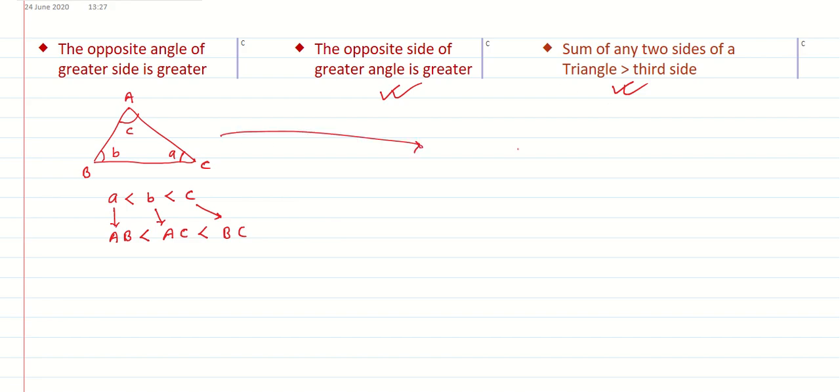The third one says that the sum of any two sides, let's say AB plus AC, must be more than BC always, or AC plus BC must be more than AB, correct, no? Or BC and what else do we have? AB, BC, we have AC. Can I say that AB plus BC must be more than AC?